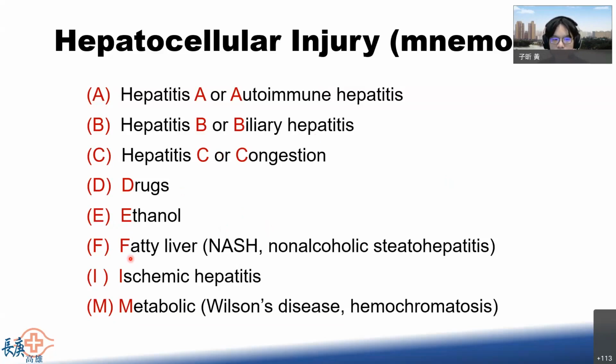And F is fatty liver, NASH, for example, non-alcoholic steatohepatitis. There's another disease called NAFLD, non-alcoholic fatty liver disease. We'll mention that shortly. And I is for ischemic hepatitis. This is vascular causes or hemodynamic related. And there's M, metabolic diseases such as Wilson's disease, hemochromatosis. These are all possible causes of hepatocellular injury.